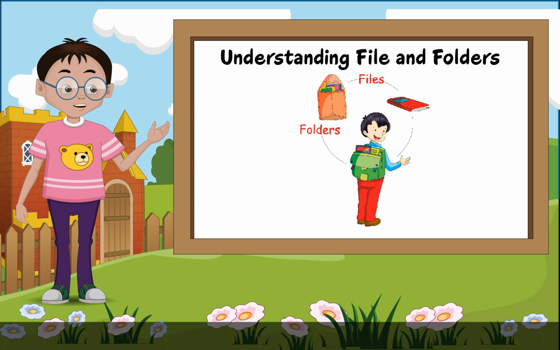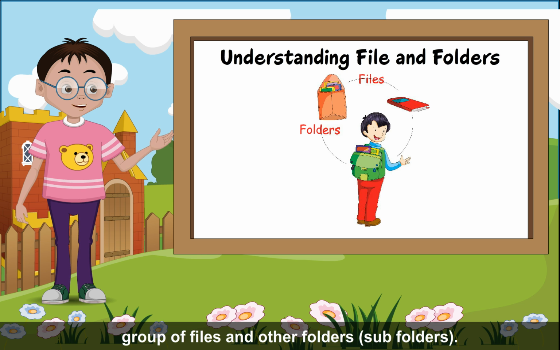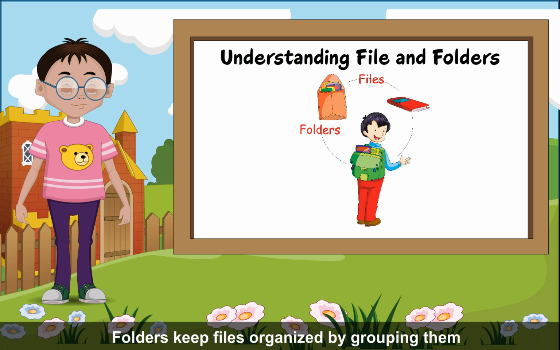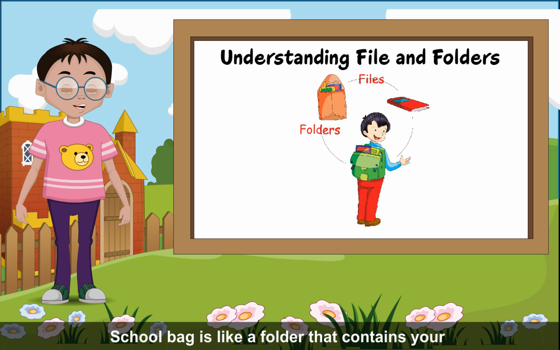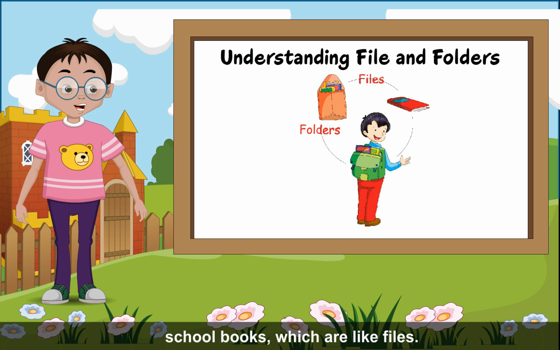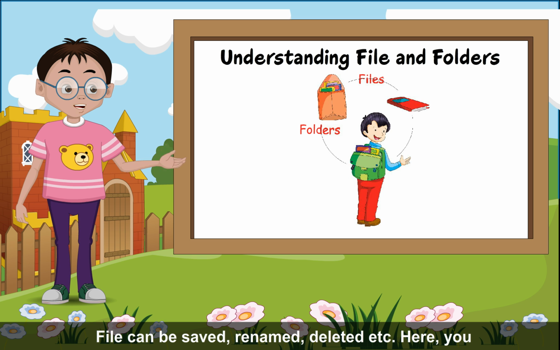Understanding file and folders. A file is a collection of data. A folder contains a group of files and other folders or subfolders. Folders keep files organized by grouping them together. School bag is like a folder that contains your school books, which are like files. Whatever you save on a computer is saved as a file. File can be saved, renamed, deleted, etc.